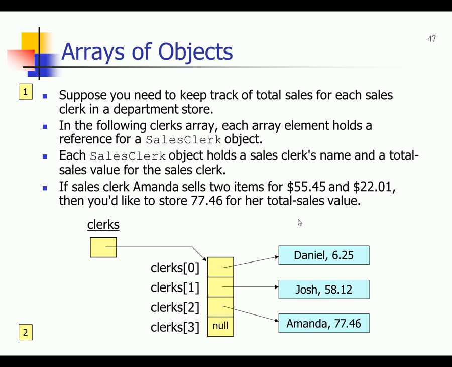All right. Now we talked about arrays of strings. We had arrays of integers. We could have arrays of objects. You could have arrays of cats, arrays of calendars, arrays of whatever. So you want to keep track of the total sales of each clerk in a department store. A clerk array keeps track of the number of clerks, so you can have an array of clerks, an array of students, an array of whatever.